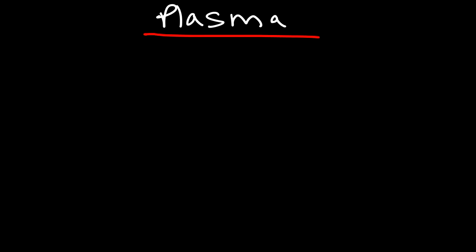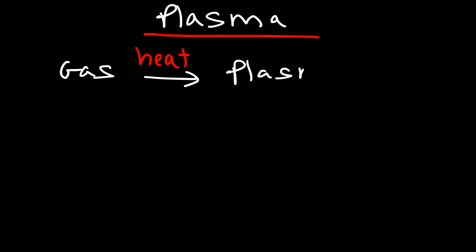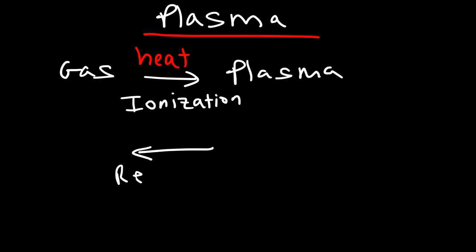Now there is a fourth state of matter, which is known as plasma. This state of matter is an ionized gas. The way you can create a substance in a plasma state is you need to take a gas and add heat to it. Once you add heat to it, it turns into a plasma state. And so this process, going from gas to plasma, is known as ionization. The reverse process is known as recombination.